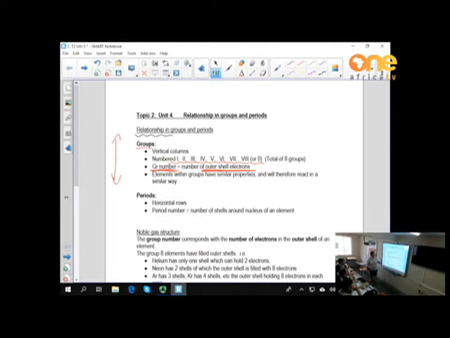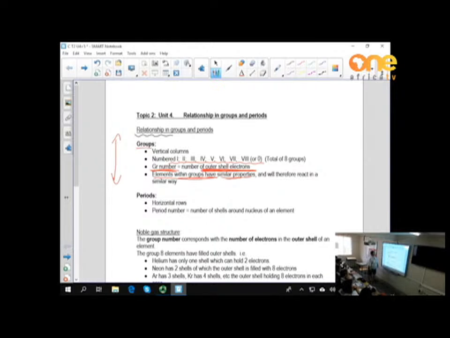All right. So, the group number tells us how many outer shell electrons. Remember, bonding occurs with outer shell electrons, not the inner shell electrons. Okay, so the outermost shell of electrons is the one that is involved in chemical bonds. Next thing here, elements within groups have similar properties and very often tend to react in similar ways. Now, a little bit further on, we will have a look at group 1 elements and their reactions with different substances, and we will see how they react.